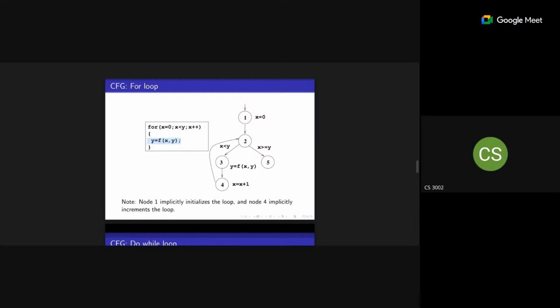Is that okay? Okay, sir. Yes, sir. So that's why you have y is equal to f(x, y) first, then the increment happens, because that's the flow actually. And then you come back and check.